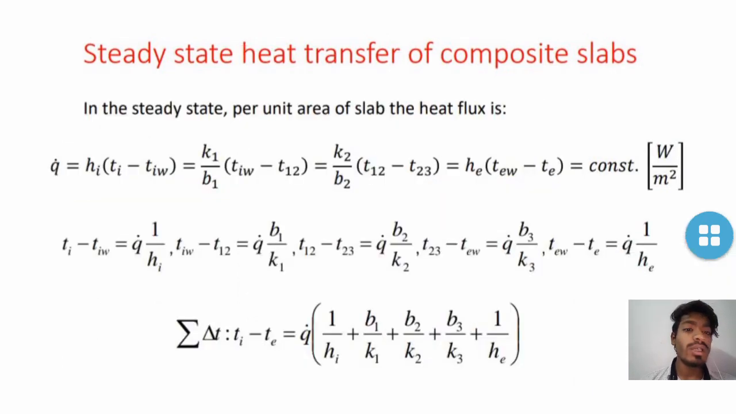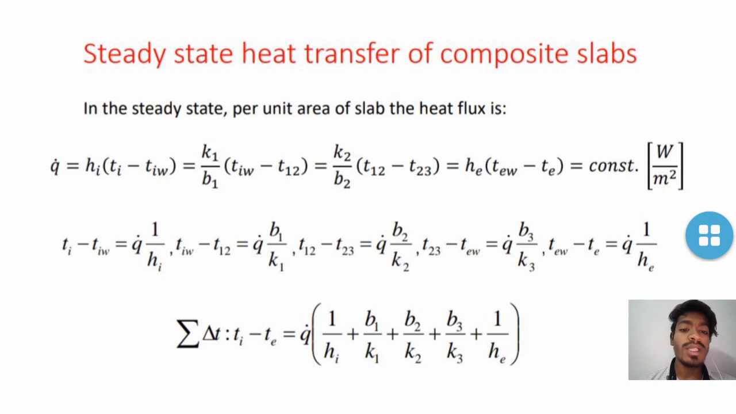The equation for steady state heat transfer of composite slabs. In the steady state, per unit area of slab, the heat flux is q dot equals Hi into Ti minus Tiw, equals K1 by B1 into Tiw minus T12, equals K2 by B2 into T12 minus T23, equals He into Tew minus Te, equal to a constant, in W/m².